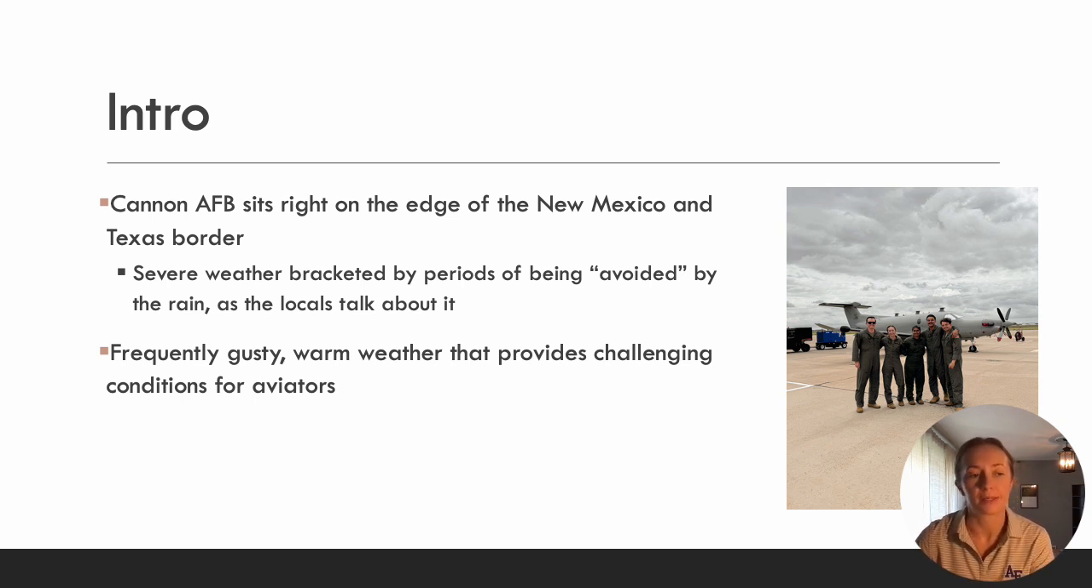Where I live in New Mexico, the locals around here talk about how it's always avoided by the rain, how it will rain other places but never here. And then when it does rain, the thunderstorms are very intense.